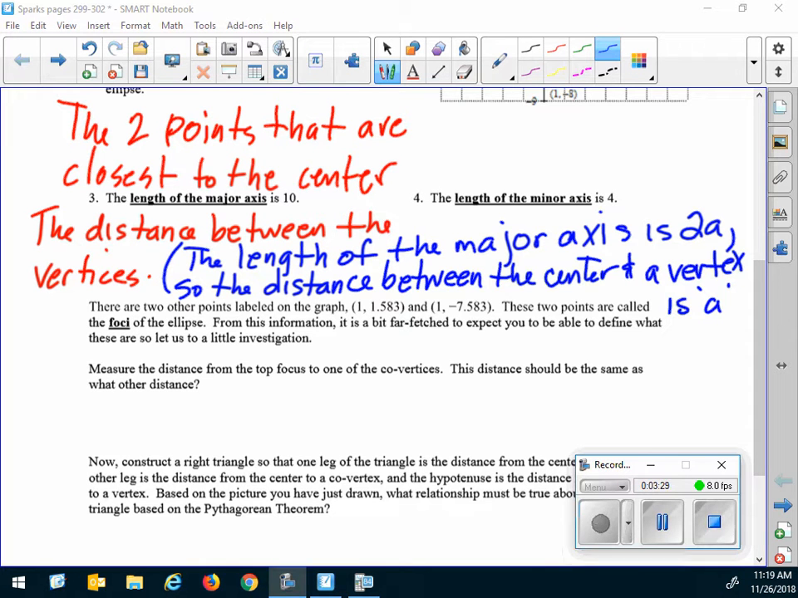The length of the major axis is 2a. So the distance between the center and a vertex is a.